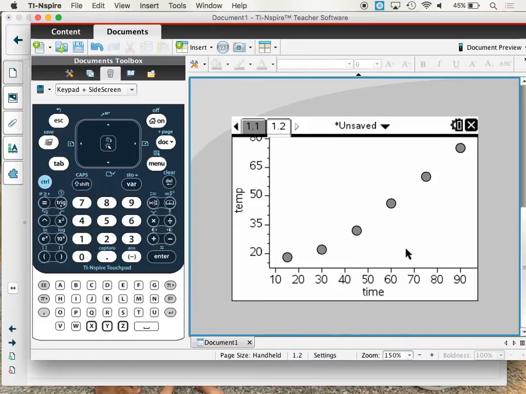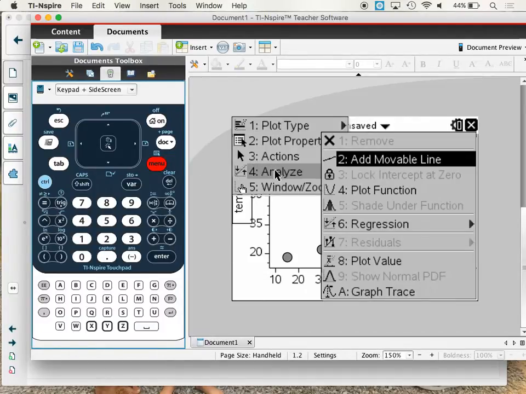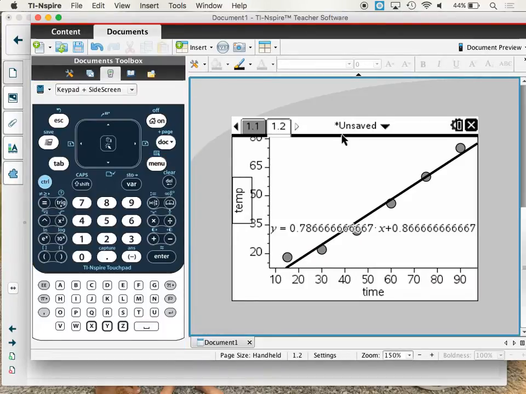So to get the line of best fit from the scatter plot, we're going to go to Menu. We're going to analyze our graph. And we're going to analyze it by making a regression line. And the regression line we want to show is the linear. So that's a menu, then 4, 6, 1. And when we do that, look at what it gives us. It gives us a nice picture of our graph. And as you can tell, the line doesn't go through all the points, but it's a pretty good fit based on our data. It's not going to be perfect, but it's going to be pretty close.